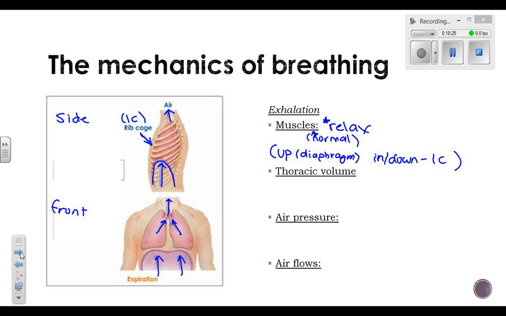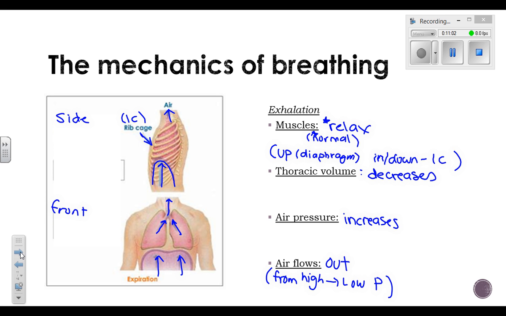What happens to your thoracic volume? It decreases, which means that pressure increases. Pressure and volume are always the opposite of each other. If pressure goes up, volume goes down. So because we've decreased volume, now we have an increase in pressure. So air will want to flow out. Air always flows from an area of high to an area of low pressure. So that means now air will exit your lungs.